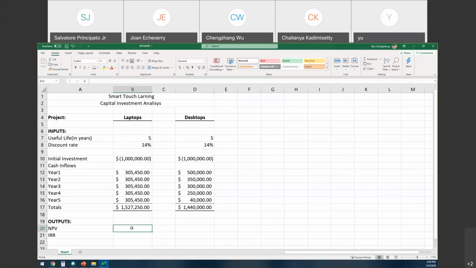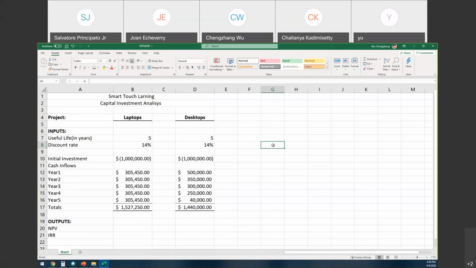To calculate the outputs, we need to use some financial functions. Well, but what is a function? So basically, the function is a black box. You give this black box an input, and the function gives you an output. You do not know what happens inside the black box.